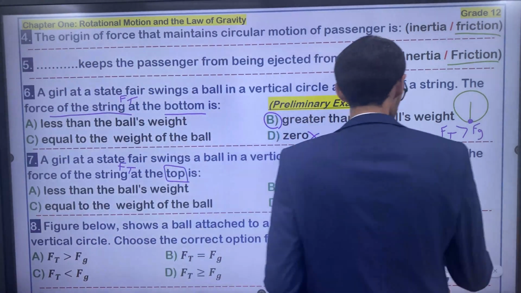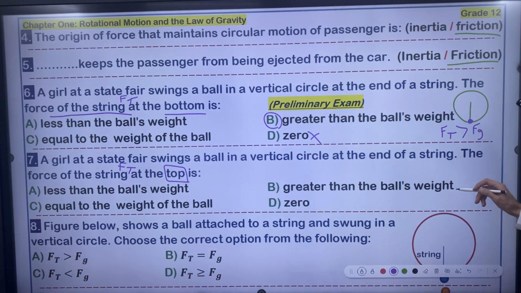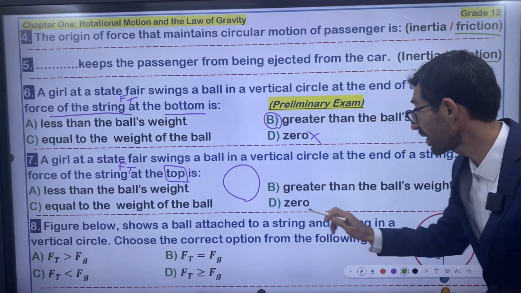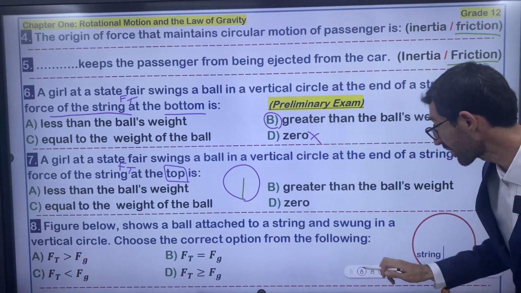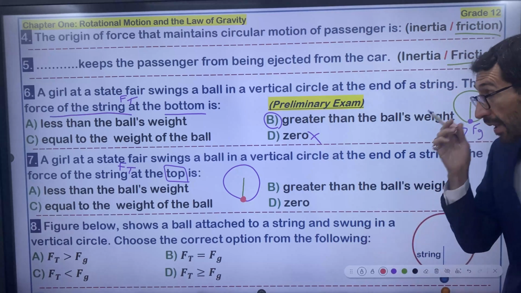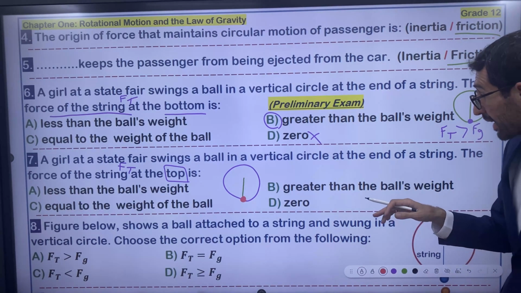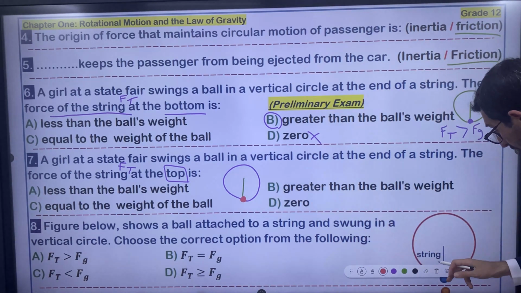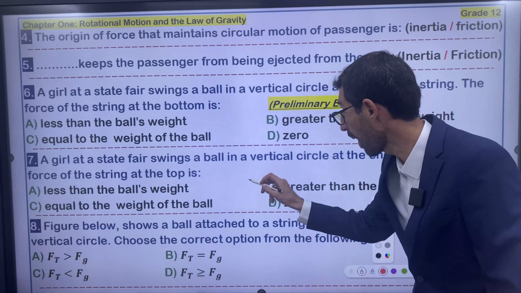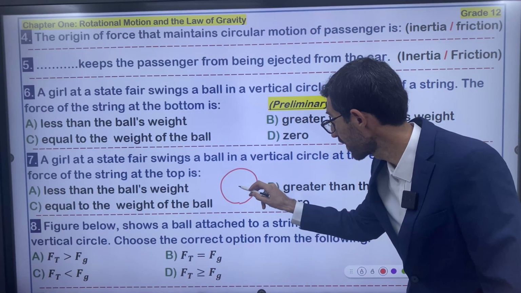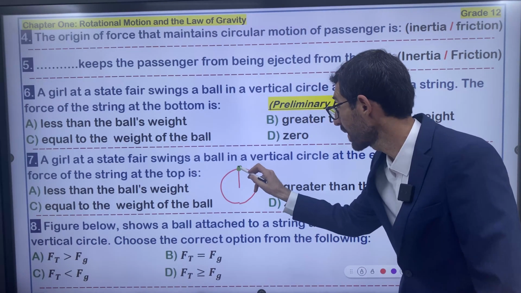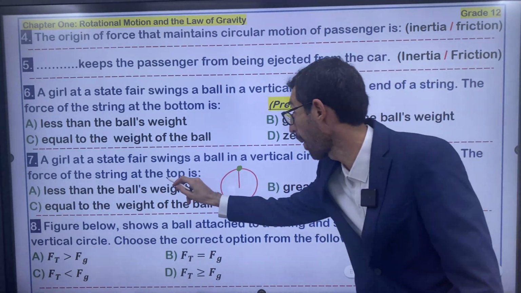So let me draw it for you. I'm gonna draw it here, right? There is a string tied to a ball. I had to draw it at the top. So there's a circle track, and this is a ball at the top of the track.